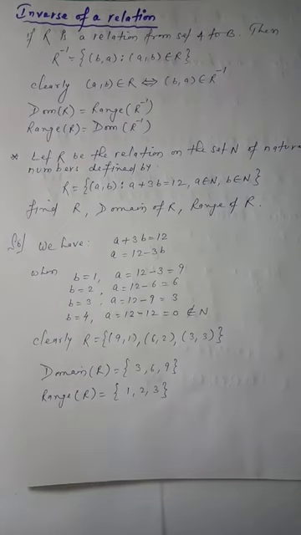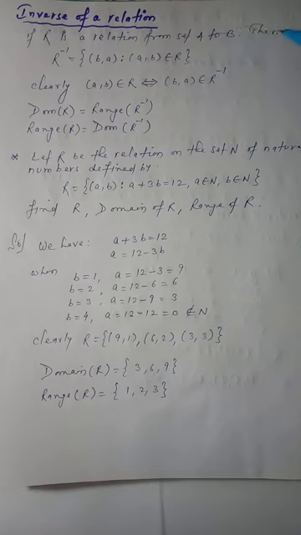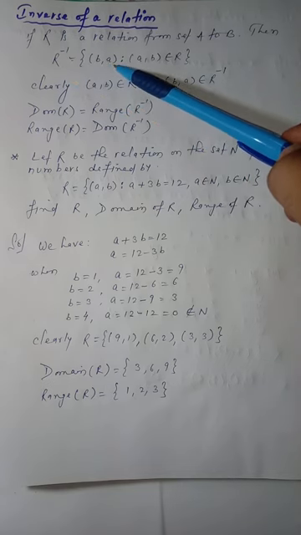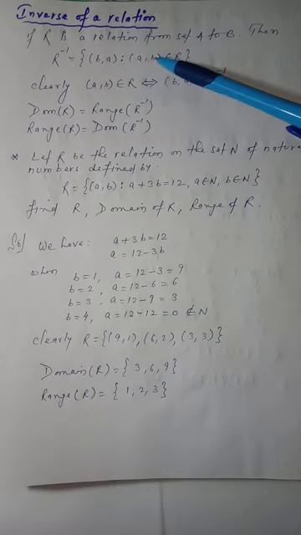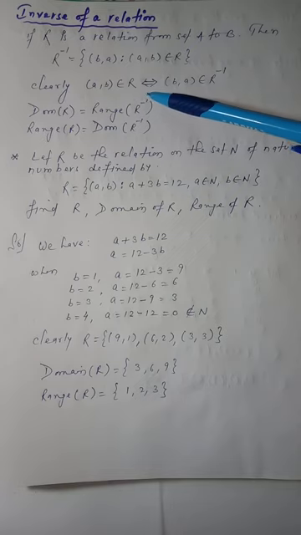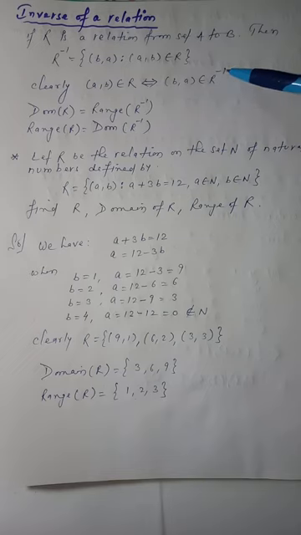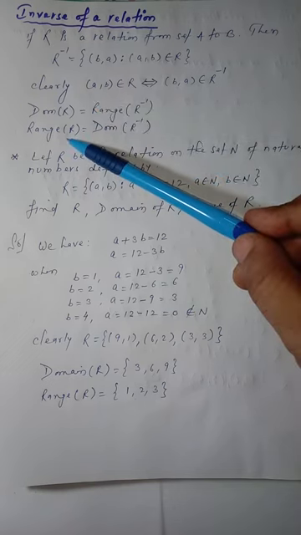Now come to the inverse of a relation. If a relation R is defined from set A to B, then the inverse relation will be represented by R inverse and it will be (B, A), such that (A, B) belongs to R. So we can say if we know R, for R inverse you just change the sequence of the elements. It means (A, B) belongs to R, so (B, A) will belong to R inverse. So clearly the domain of R will be the range of R inverse and the range of R will be the domain of R inverse.